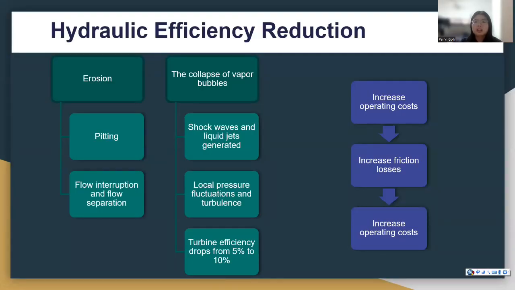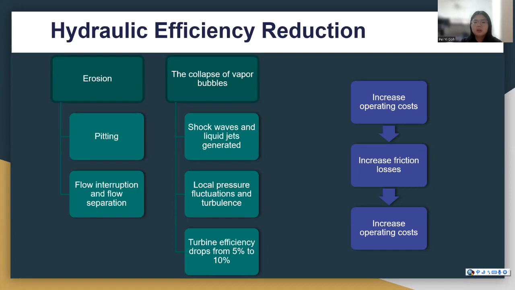The next effect caused by the cavitation is hydraulic efficiency reduction. When vapor bubbles form and collapse, strong localized forces are generated on the turbine surface, resulting in material erosion on the runner surface. This erosion increases surface roughness and produces heating, which creates irregular forms that interrupt the smooth flow of water through the turbine. These flow interruptions are then worsened by blade angular deformation, leading to flow separation and a reduction in energy conversion efficiency.